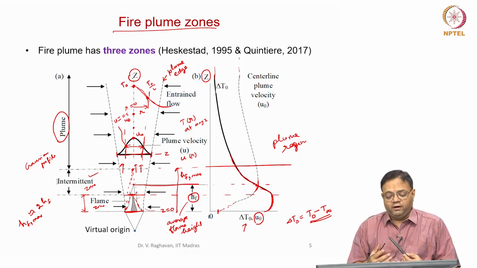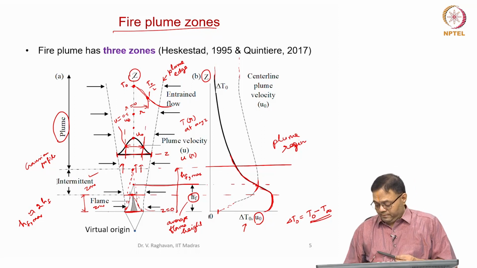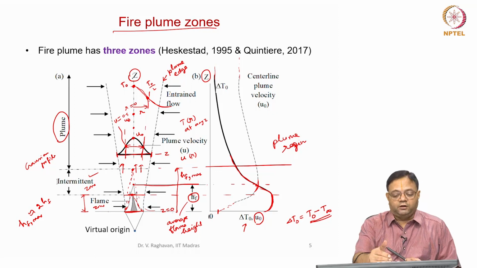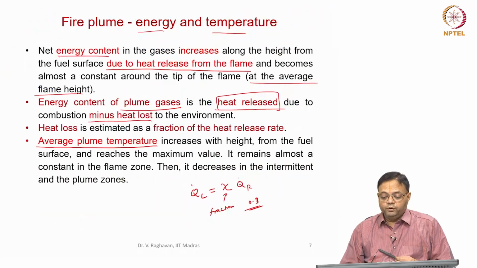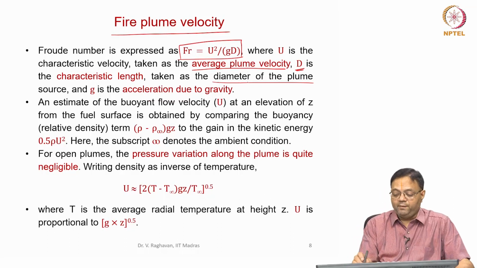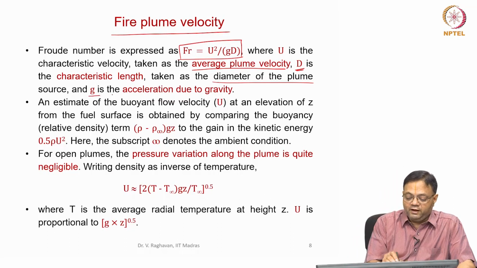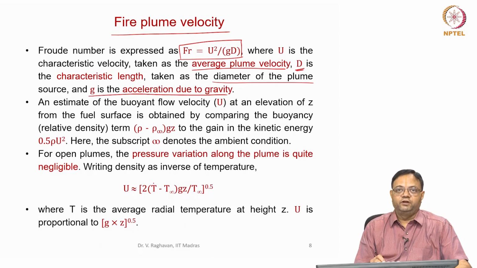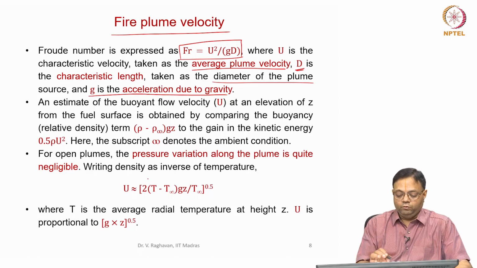So, there are several definitions. The 50% decay, based upon either the velocity or temperature, can be taken as the characteristic length, the diameter of the plume, and g is the acceleration due to gravity. Okay, now if the Froude number, which is inertia by the buoyancy, basically signifies whether the plume is momentum controlled or buoyancy controlled.